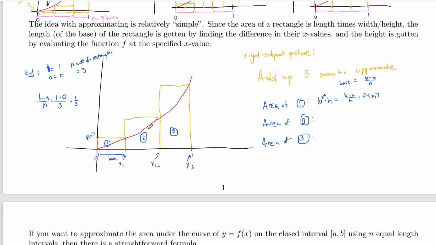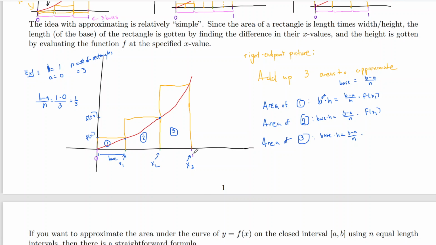Now, what is the area of rectangle 2? Well, the base times the height. The base is always the same, so that's really a big point here: b minus a over n. So when I go ahead and do the area of rectangle 2, base times height, we're going to get b minus a over n again. What is the height of rectangle 2 here? Well, you should say it's f of x2, because the height of rectangle 2 is where the curve is hitting the x value right here, which is x2. And in general, we would call that f of x2.